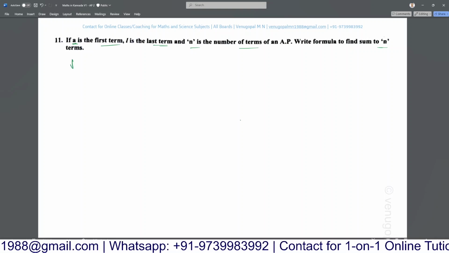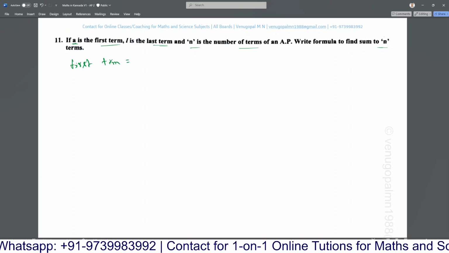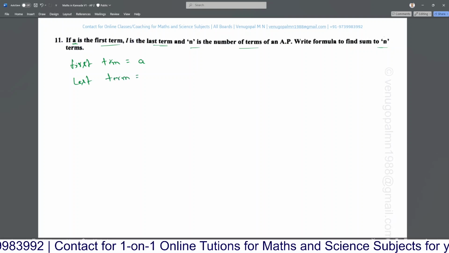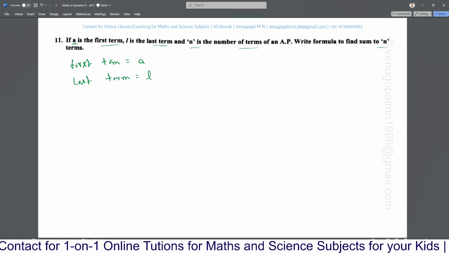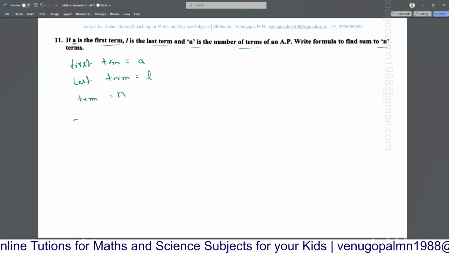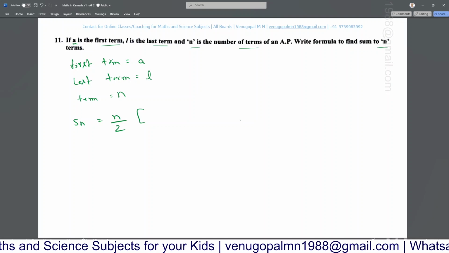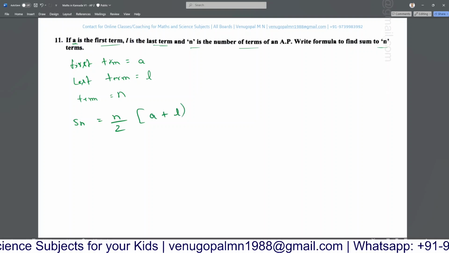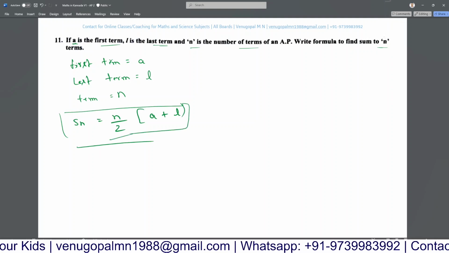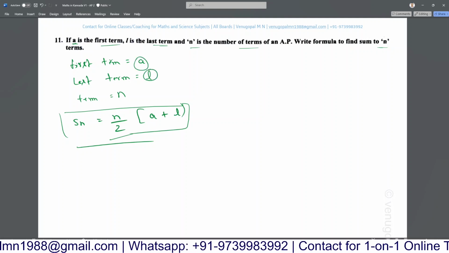So what they have given? First term they have given is equal to A, last term they have given is equal to L. So they have also given the number of terms equal to N. So from the definition we know S of N is equal to N divided by 2 into first term plus last term. This is the formula to find out the sum of the first N terms when you are aware of the first term and last term, N by 2 into A plus L. Clear, guys?